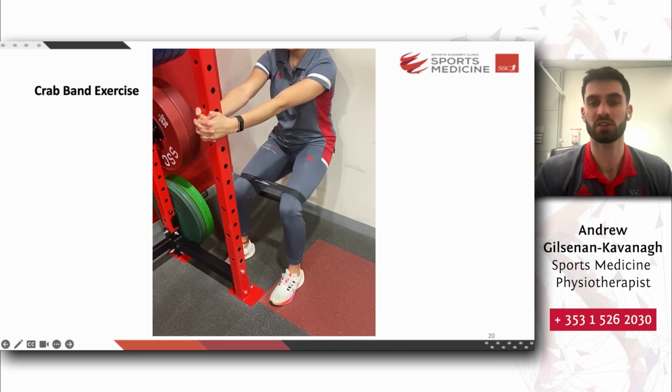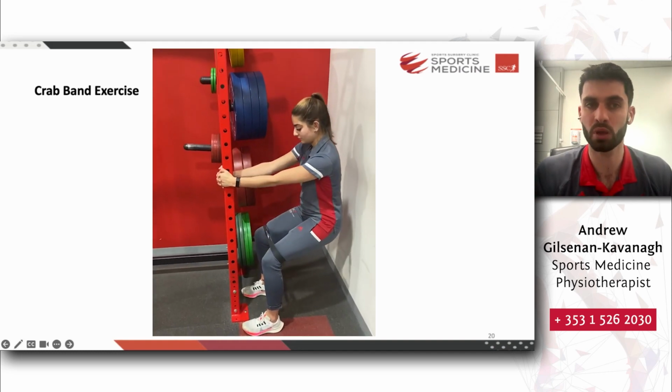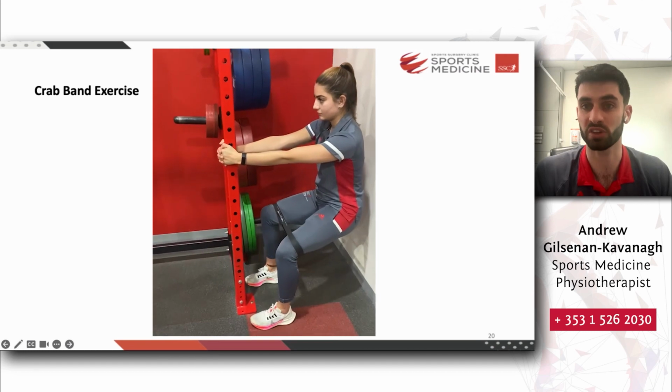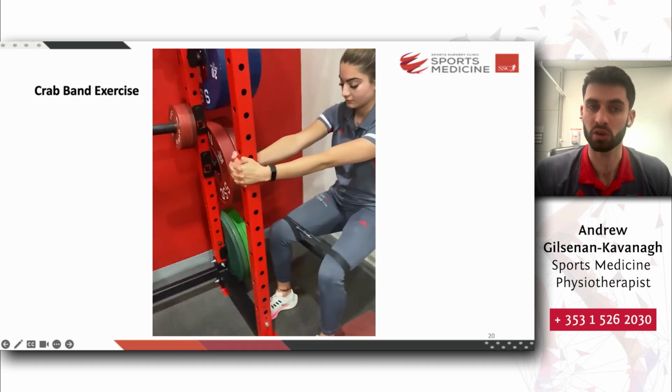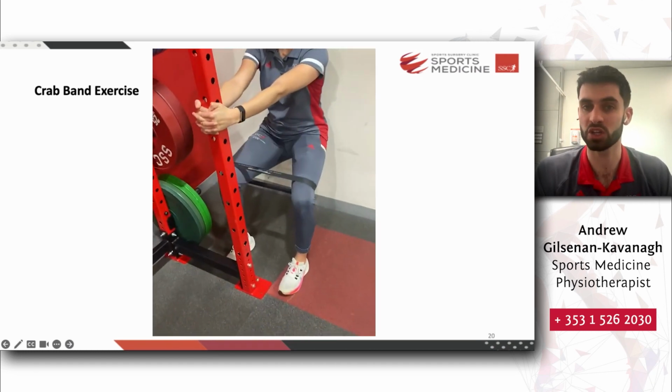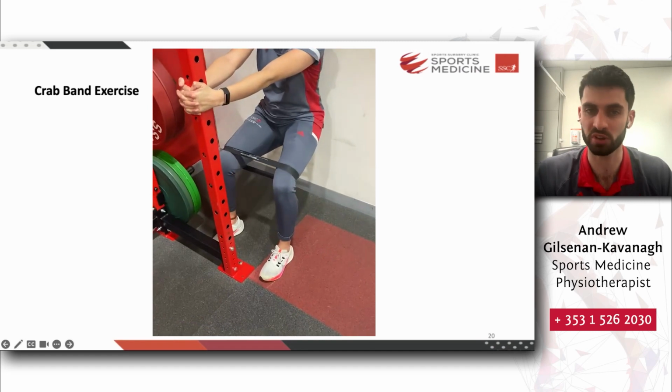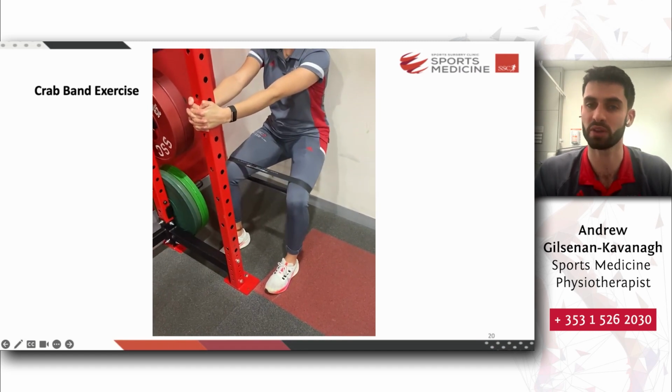So these are the main exercises that I would focus on post-injury after skiing. But also these can be used as prehabilitation, before we go skiing, to build up the muscles around the side of the hip and the muscles around the leg.